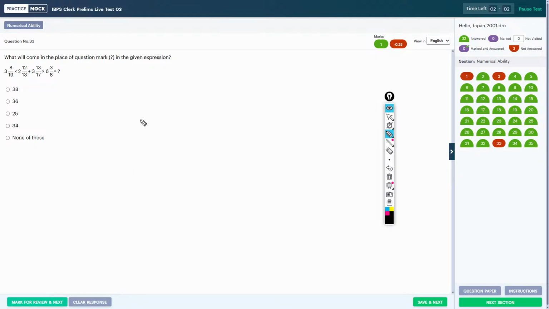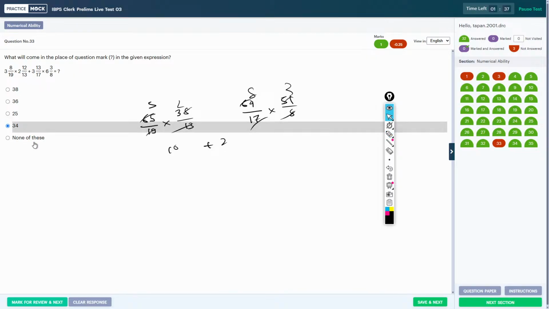Okay, so 19, 57, 57, 65 by 19 into 26 and 12, 38 by 13 is 5, this is 2, so 10 plus this is 51, 64 upon 17 into 48, 51 upon 8, so 8, 324, so 34.